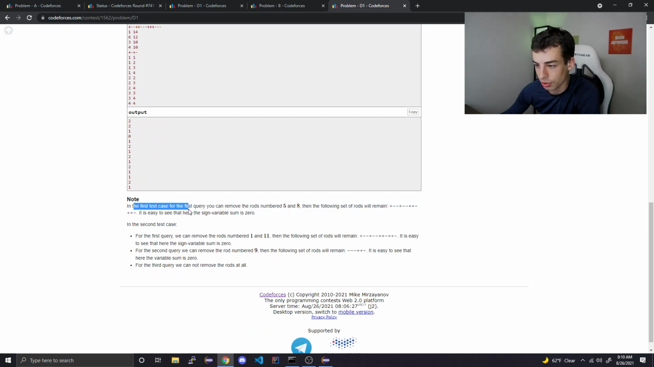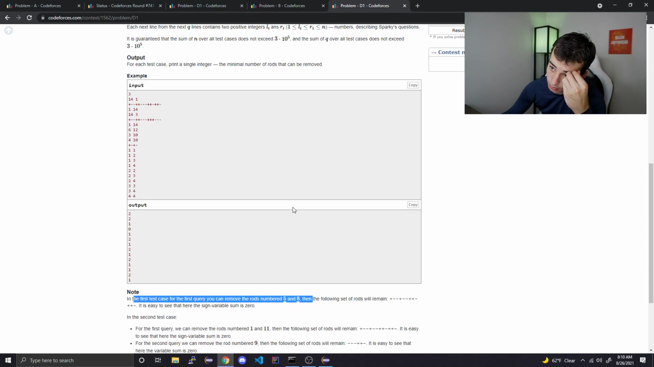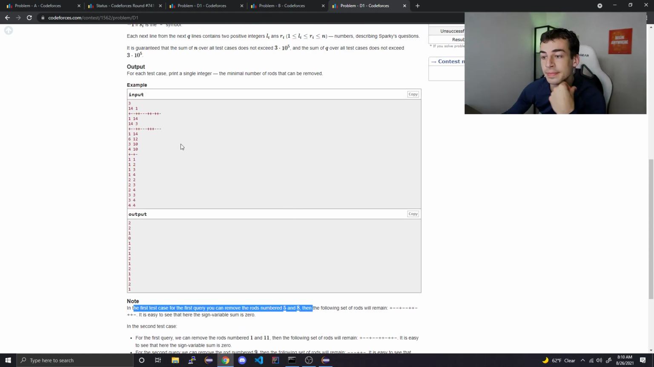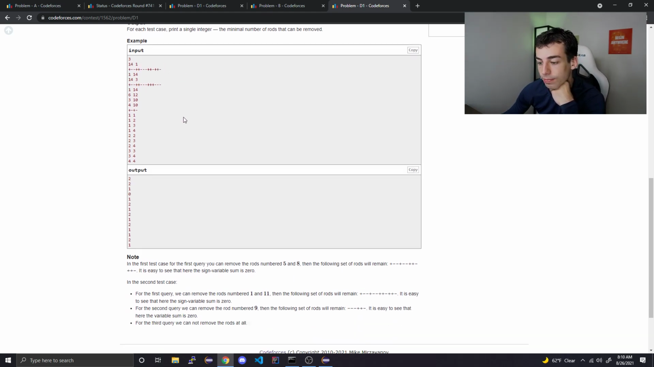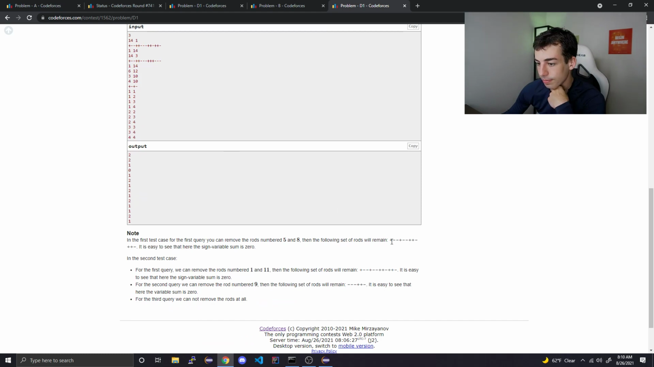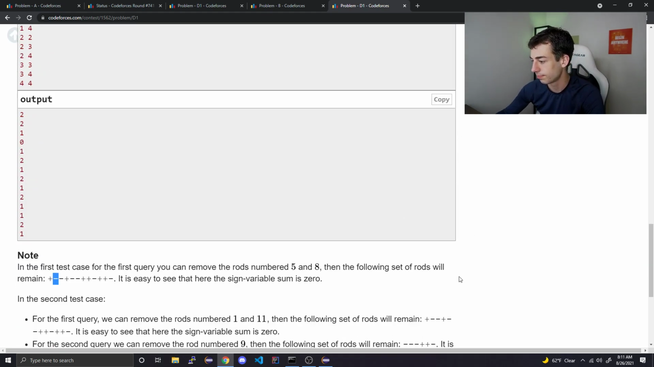Let's read the sample. In the first case, for the first query, you can remove the rods numbered 5 and 8. And the following will remain. It's easy to see that the sign variable sum is 0. So the first query is 1 to 14. So just this entire thing. So plus 2, let's look at this, okay.